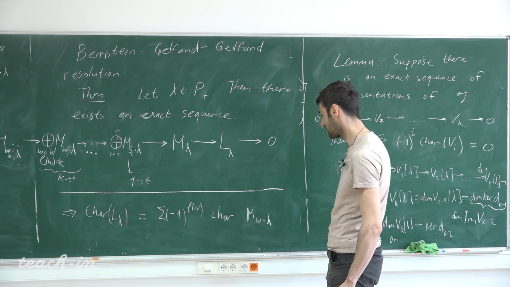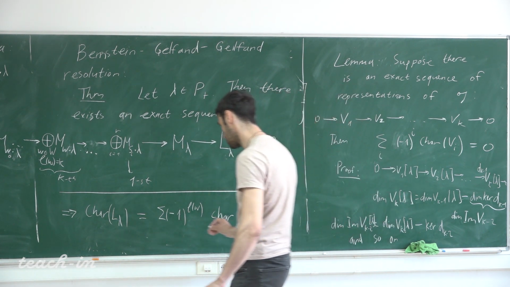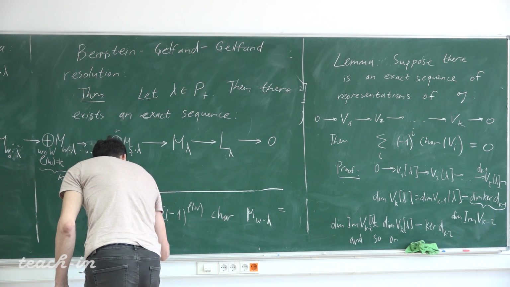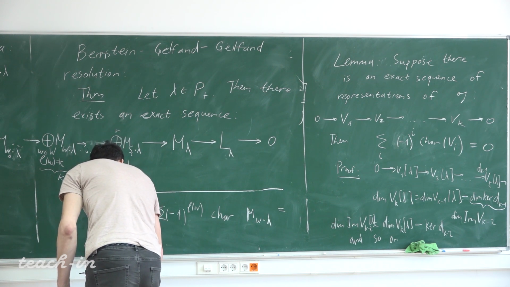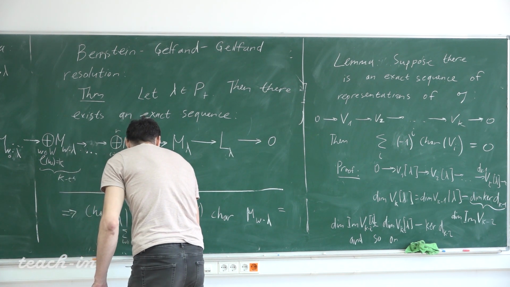But we know what the character of a Verma module is like this. So this is just (-1)^l(W), sum over W. So here also a sum over W.